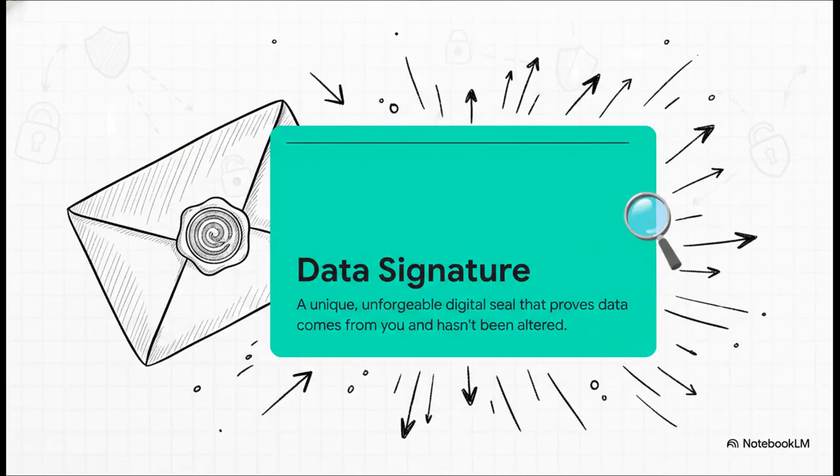Now, before that data goes anywhere, something absolutely crucial happens. It gets what's called a data signature. The best way to think about this is like an old-school wax seal on a royal letter. It proves two really important things. One, that the data really truly came from you. And two, that nobody has messed with it along the way. It's a completely unique, unforgeable guarantee.